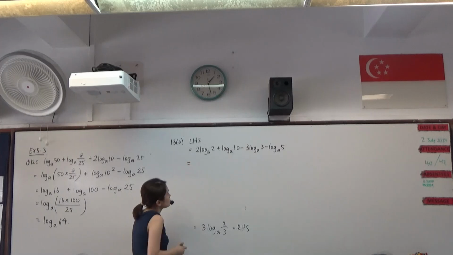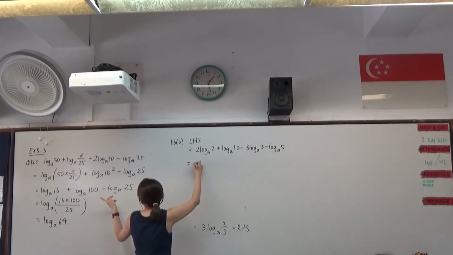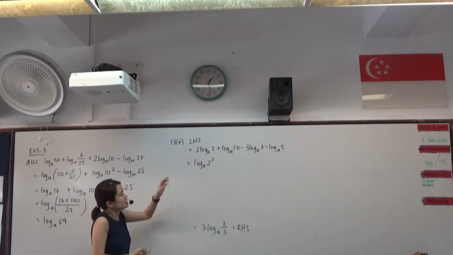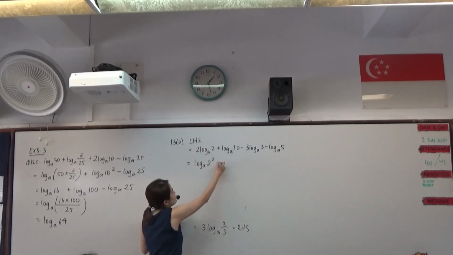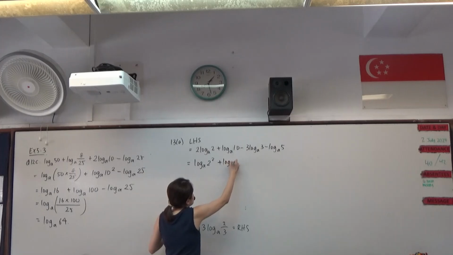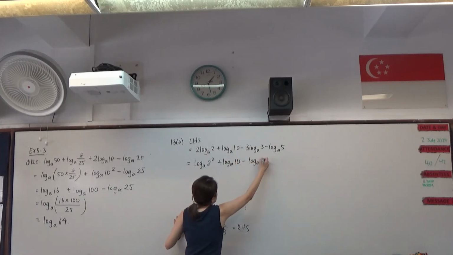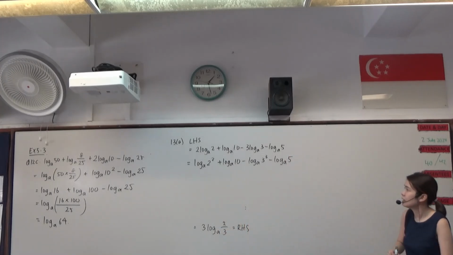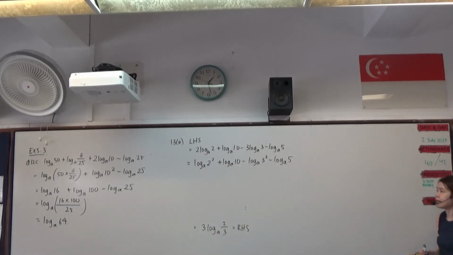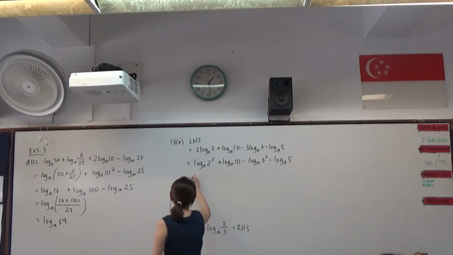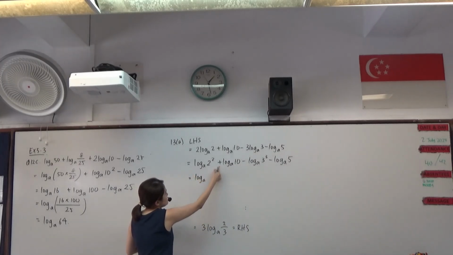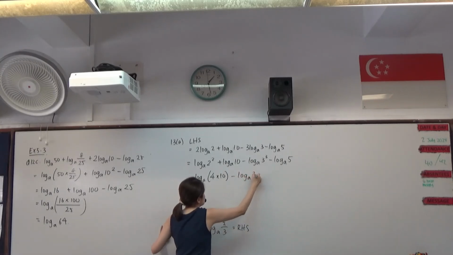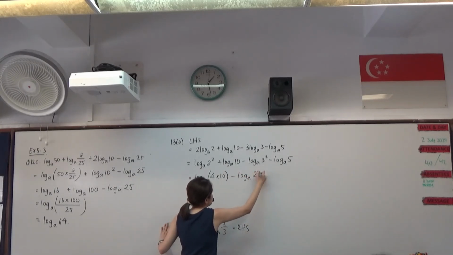So what we will do now, similar to what we have done in 12C, in fact, apply our power law, bring all the numbers in front up first to become 2 squared. Likewise, this becomes 3 cubed. Okay? Then we simplify it part by part. This is a plus, so it becomes 4 times 10. 3 cubed is 27.